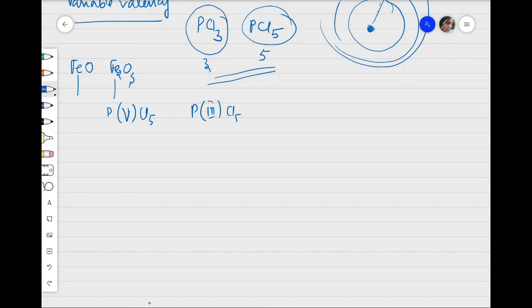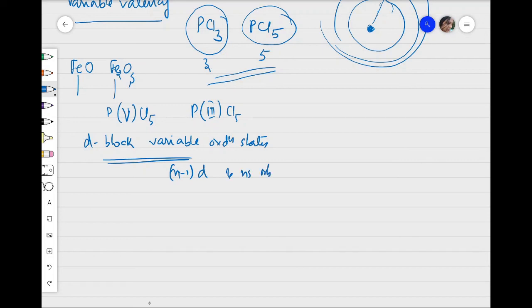Then another example is d-block elements. We will be learning about these in detail later on also. d-block elements have variable oxidation states. The reason is that they take the (n-1)d and ns orbitals for bond formation. The outer ns and the (n-1)d orbitals just below it, it will take the electrons of these for bond formation, and that is why we have variable valencies, which are also the oxidation states in this case.